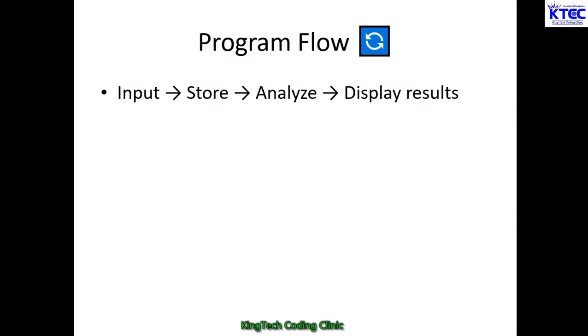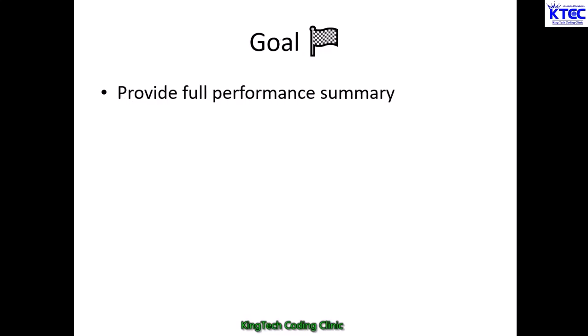So the program flow is going to be: when the program starts, the user is going to be prompted with an input to enter scores. With that, the program is going to store the scores. And then after storing the scores, it's going to analyze the various scores and display the results. The results include the total, the average, the highest, and then the lowest. The goal of this project is to provide a full performance summary.